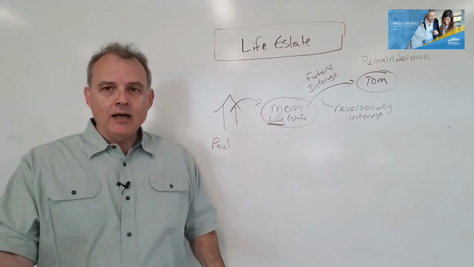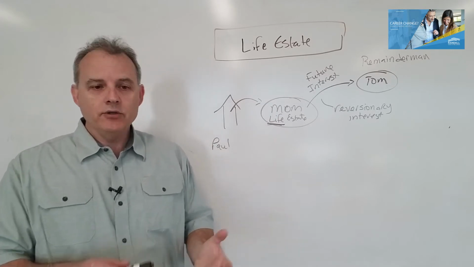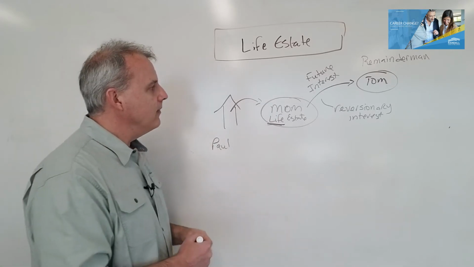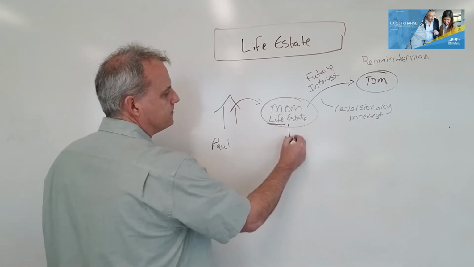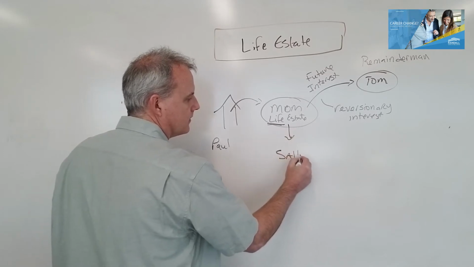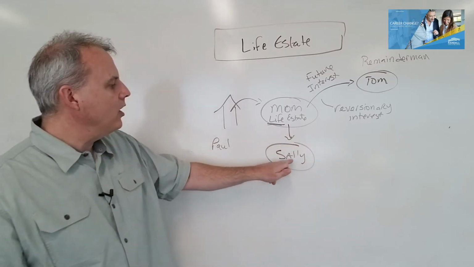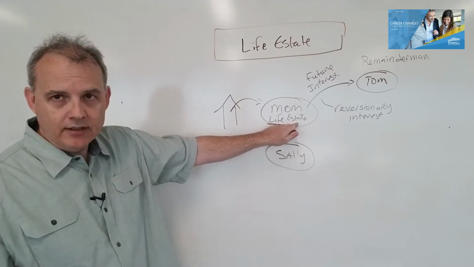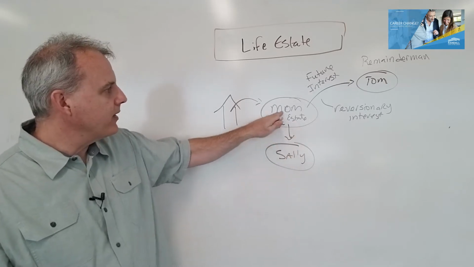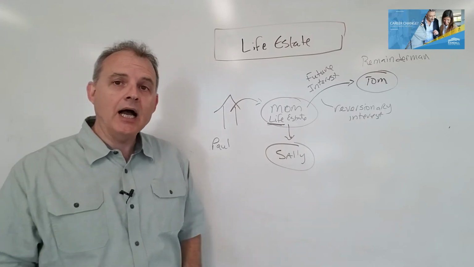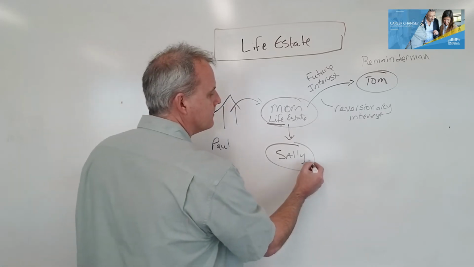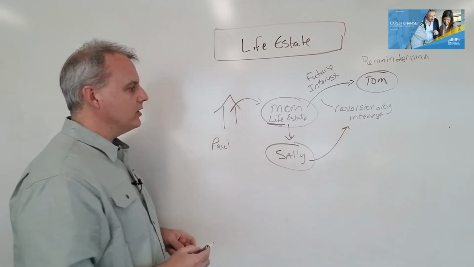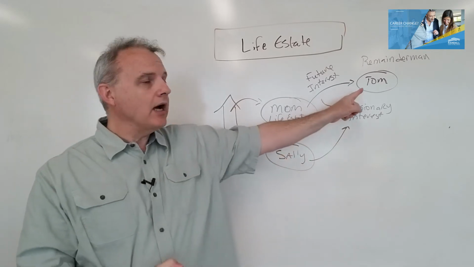Now, mom owns it. Mom lives for another 20 years. What can she do? She can actually sell it. So if mom sells it to Sally, Sally now owns the property subject to this life estate. So Sally owns the property up until the point that mom dies. And when mom dies, then the ownership goes to Tom.